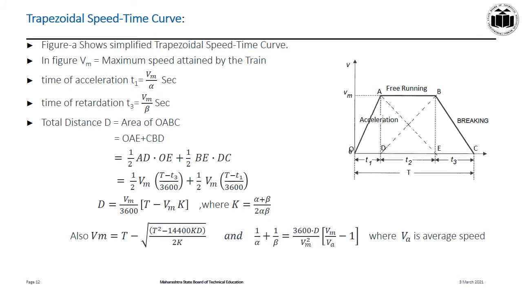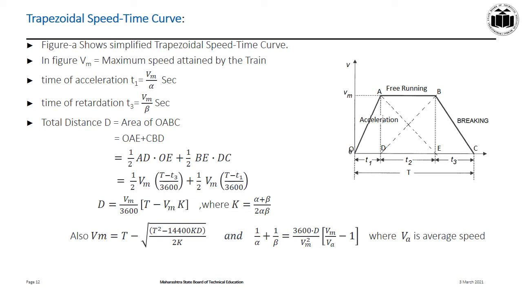In this slide, we will discuss the simplified trapezoidal speed time curve. The graph shown in the slide shows the trapezoidal speed time curve. It consists of three different periods: acceleration period, free running period and braking period. T1 is the time of acceleration, T2 is the time of free running and T3 is the time of retardation. Vm is maximum speed attained by the train.